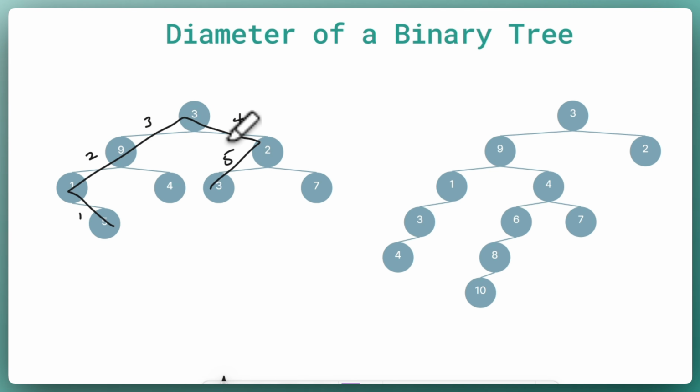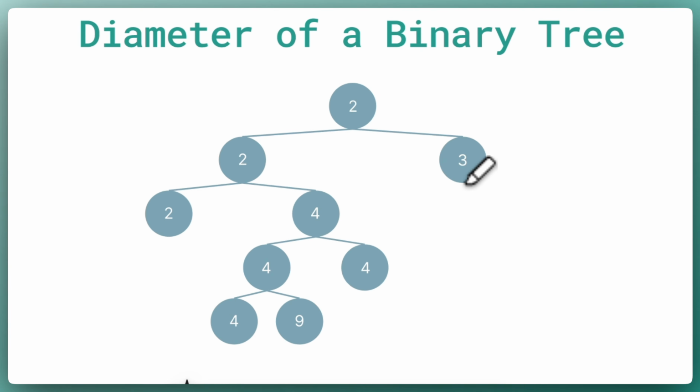The diameter of a tree does not have to go through the root. For example, in this tree right here, the diameter is this path, and it has a total of 1, 2, 3, 4, 5, 6, 7 edges. So let's say we have this binary tree right here. The diameter is this path between nodes 4 and 3 for a length of 1, 2, 3, 4, 5. The first thing we want to note is that the diameter of a binary tree is always going to exist between 2 leaf nodes in the binary tree.